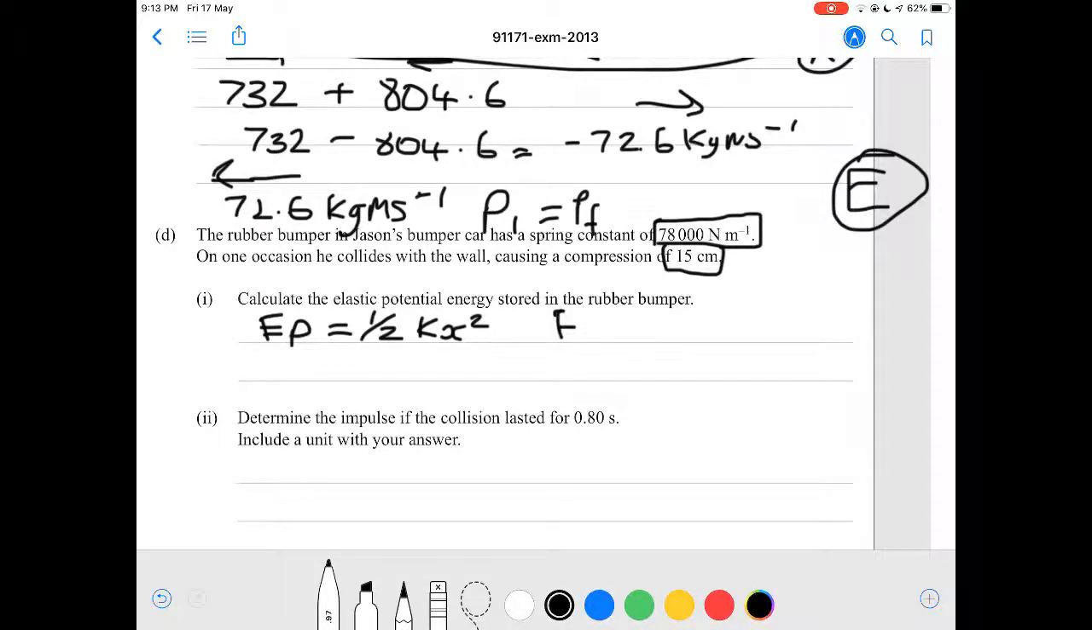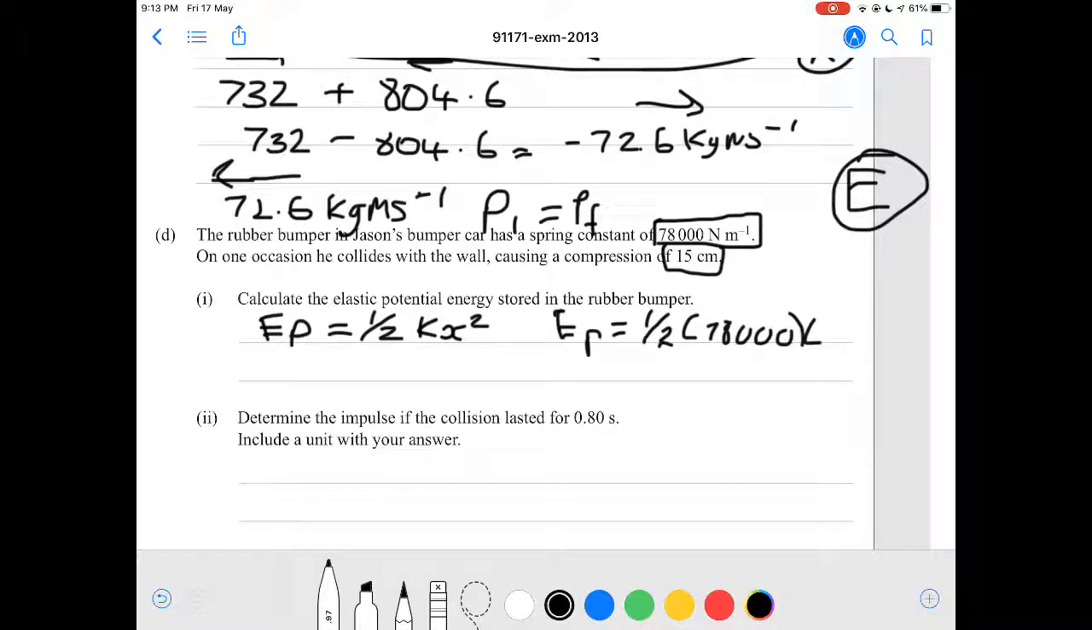So we're going to say EP equals 1 over 2 multiplied by 78,000. That's the spring constant. And we multiply. So remember, it's 15 centimeters, right?